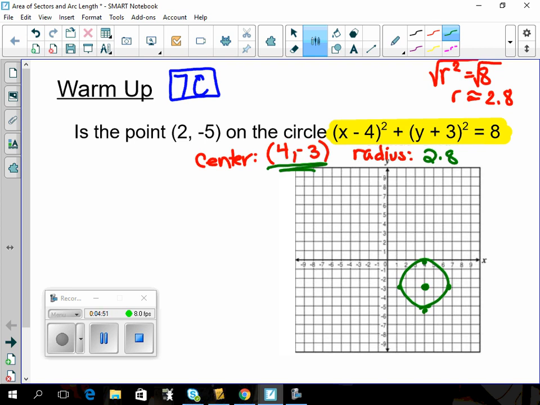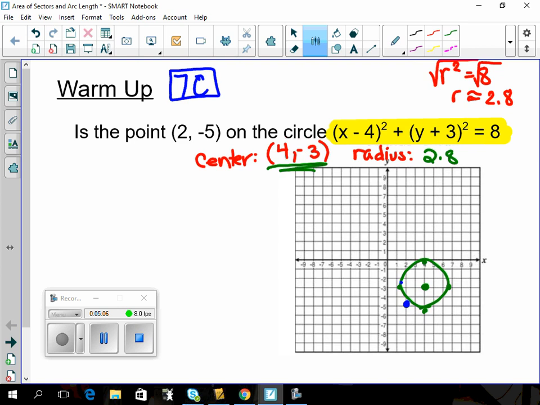All right, so now I've graphed my circle, and I want to say, is this point on it? Okay, so the point 2, -5. Well, it's hard to tell by the way I graphed it, but it's close, wouldn't you say?